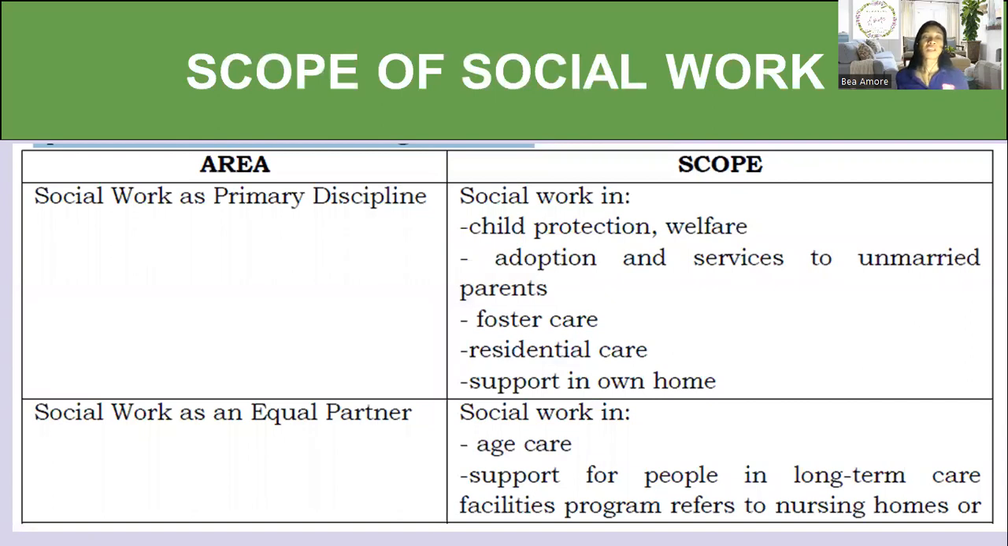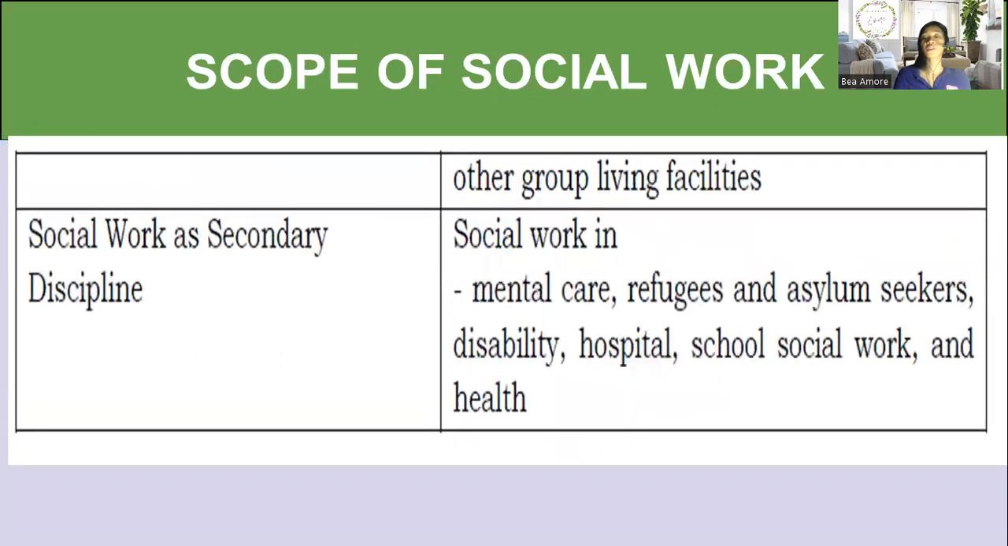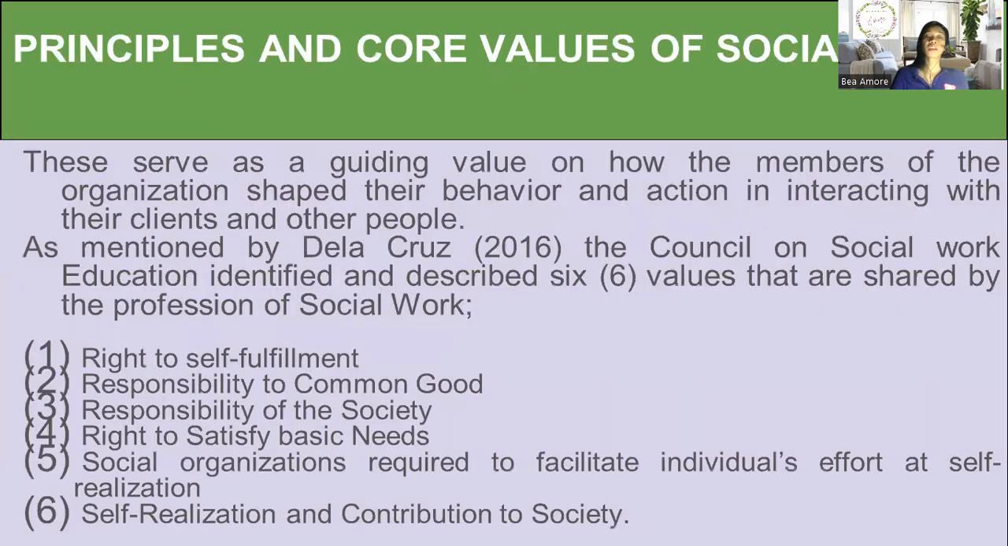Area. If you are a social work as a primary discipline, your scope would be child protection, welfare, adoption and services to unmarried parents, foster care, residential care, support in own home. For social work as an equal partner, you are in aged care, support for people in long-term care facilities, which refers to nursing homes or other group living facilities. For social work as secondary discipline, for mental care, refugees, and asylum seekers, disability, hospital, school, social work, and health.